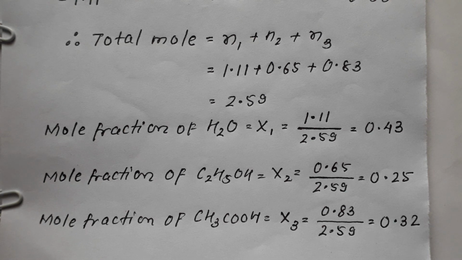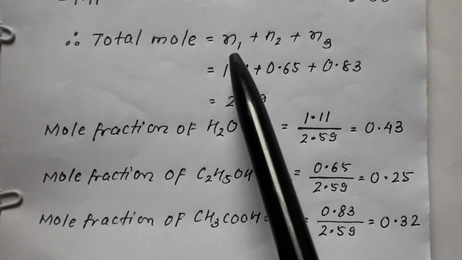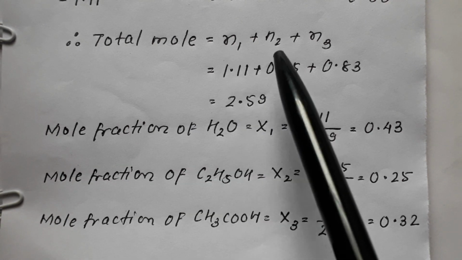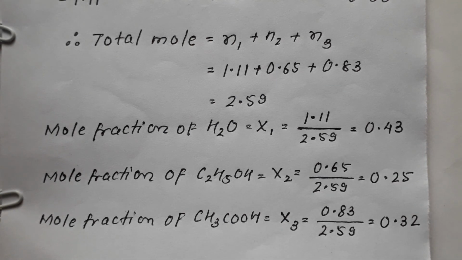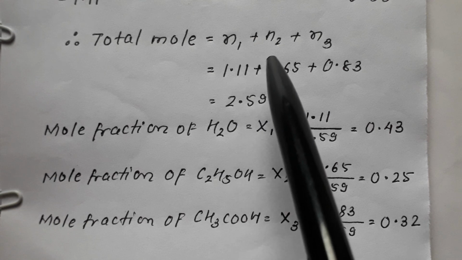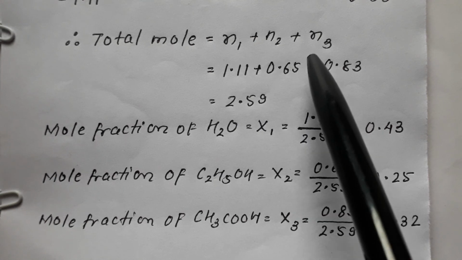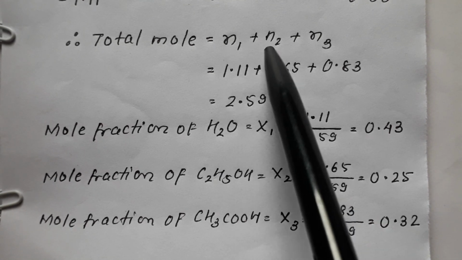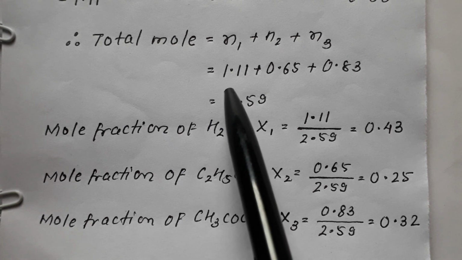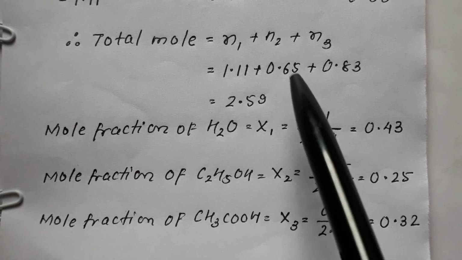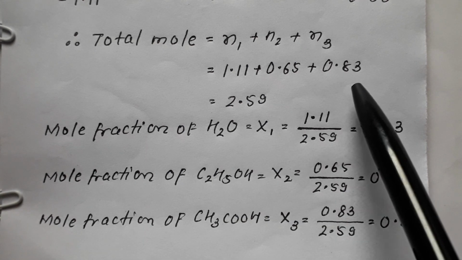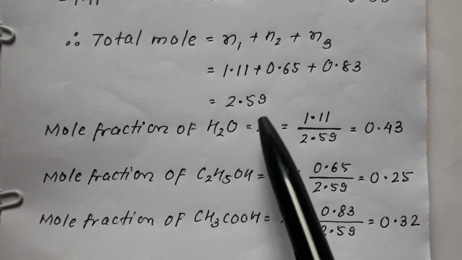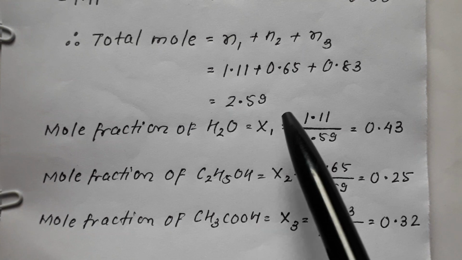Sum of all the moles. So total mole is mole of water N1 plus mole of ethanol N2 plus mole of acetic acid N3, that is N1 plus N2 plus N3. The mole of water is 1.11. Mole of ethanol is 0.65. Mole of acetic acid is 0.83. The total mole is 2.59.